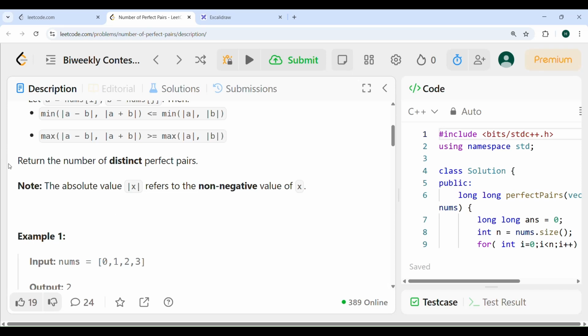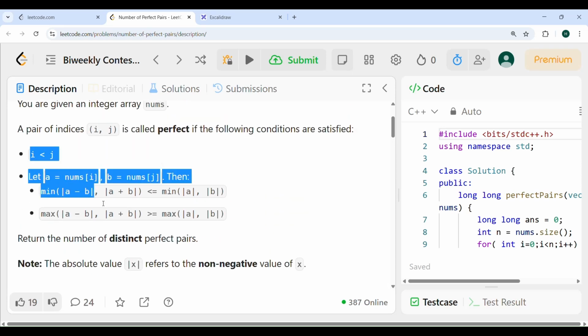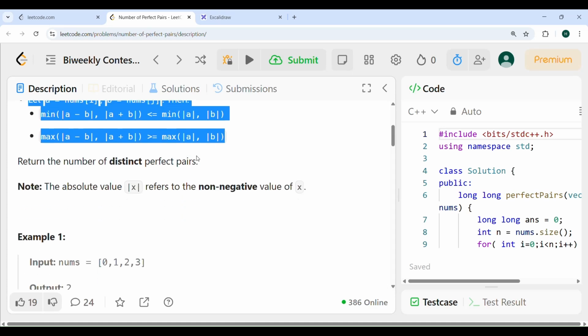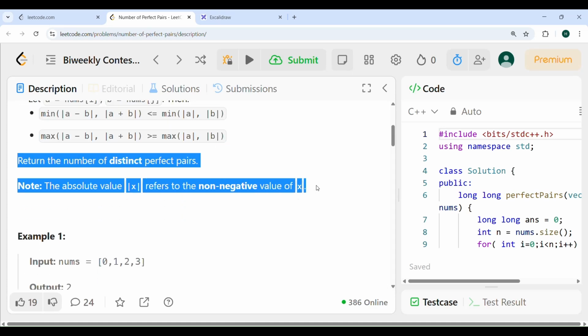We need to return the number of distinct perfect pairs, right? So these are the three conditions that you need to take care of, and if these three conditions are there with you, then you can call it a perfect pair of integers. So you need to return distinct perfect pairs, right?